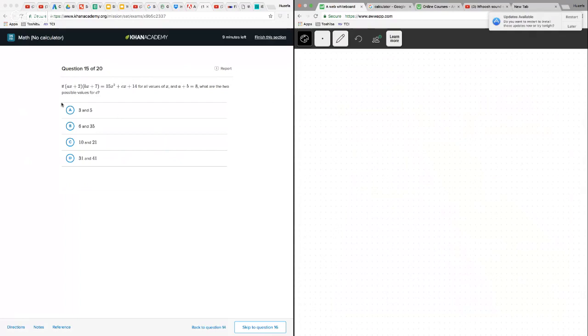So you saw (8x plus 2)(bx plus 7) equals all this. For all values of x, a plus b equals 8. What are the two possible values for c? Okay, I'm going to FOIL this because I think we have to go fast now. ab x squared plus 7ax plus 2bx plus 14 equals all of this.